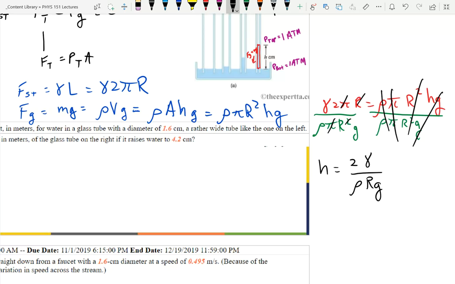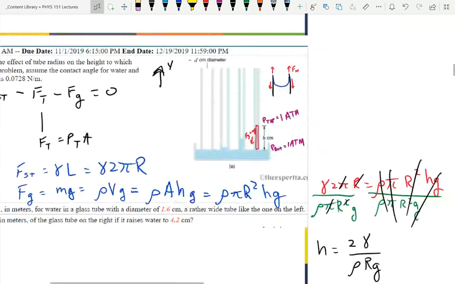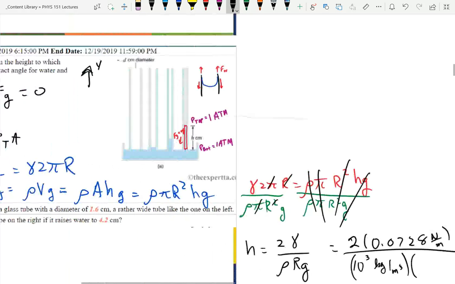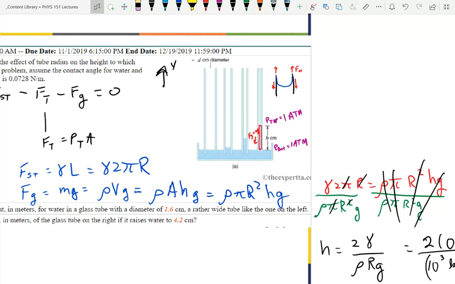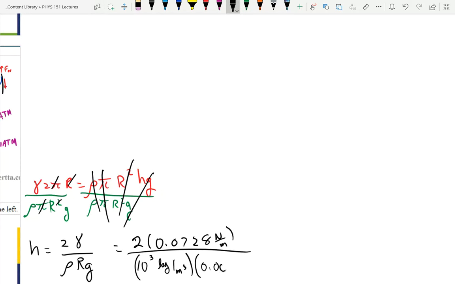And so now we just put in our numbers. It says the surface tension of water is 0.0728 newtons per meter. Divide by the density of water, 10 to the third kilograms per meter cubed, times the radius, and it says we have a diameter of 1.6 centimeters. That means the radius is 0.8 centimeters, half of the diameter, or 0.008 meters. g, 9.80 meters per second squared.